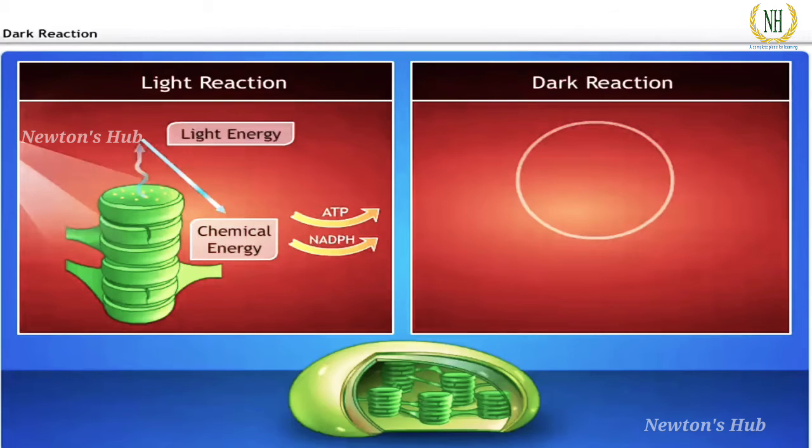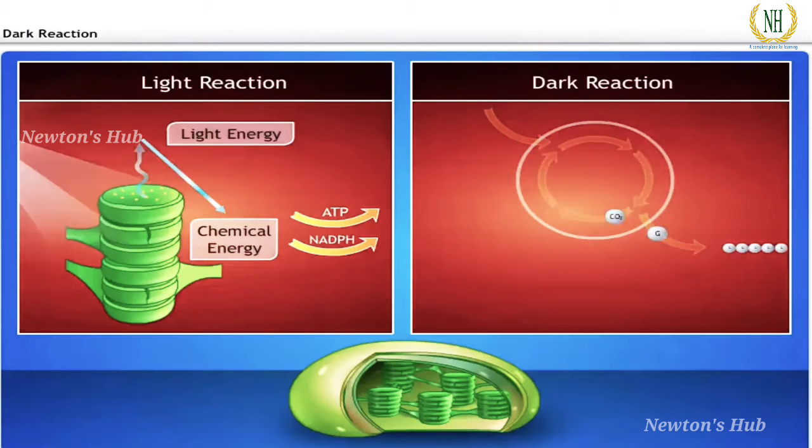Dark reaction takes place in the stroma of the chloroplasts by reducing carbon dioxide to carbohydrates, utilizing energy from ATP. It can take place with or without the presence of sunlight. Hence the name dark reaction.